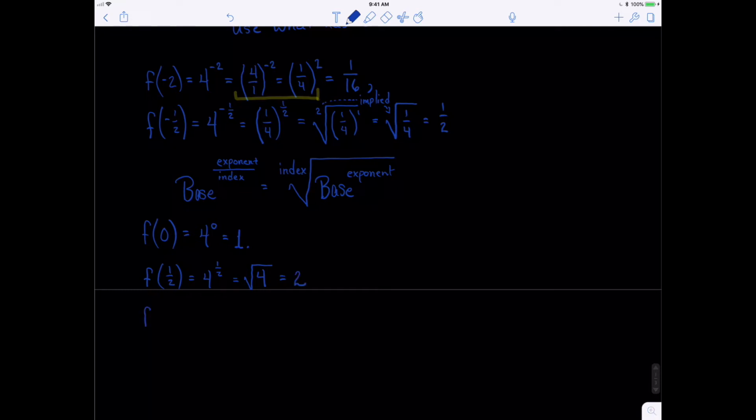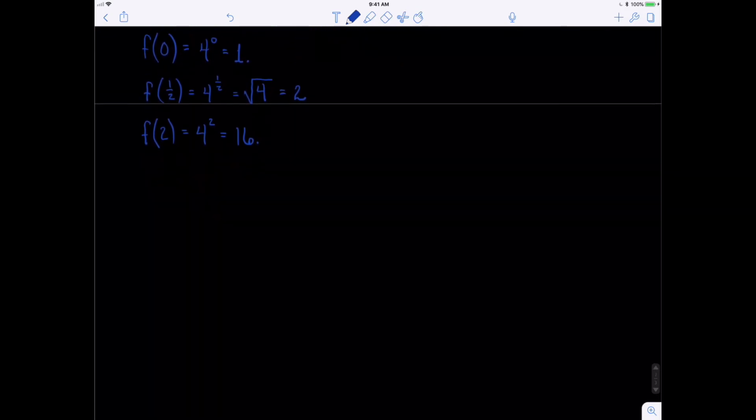The last one for f is f of 2. This becomes 4 raised to the second power. This is 4 times 4, and we know that 4 squared is 16. Okay, that's our f's. Next, we're going to move to our g.